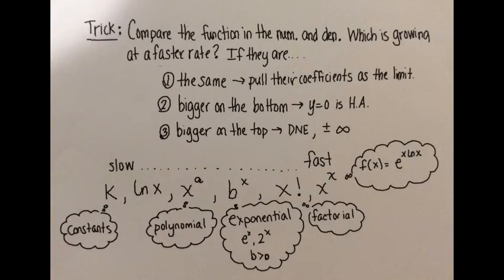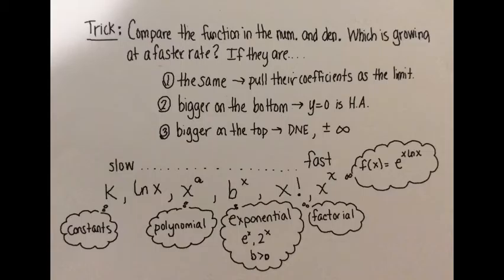The trick is to compare the function in the numerator and the denominator, which is growing at a faster rate. If they're growing at the same rate, you pull their coefficients. If it's bigger on the bottom, then 0 is the answer. As the denominator of a fraction gets bigger, the y value gets smaller. It goes to 0, and y equals 0 then is a horizontal asymptote. Bigger on the top doesn't exist. That means it's heading to positive or negative infinity.